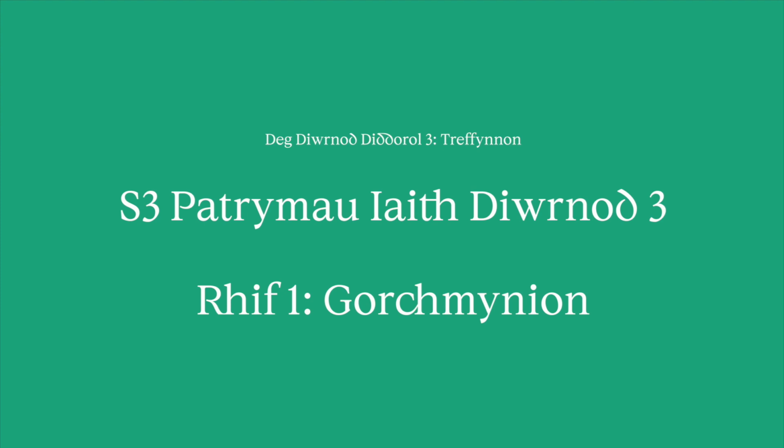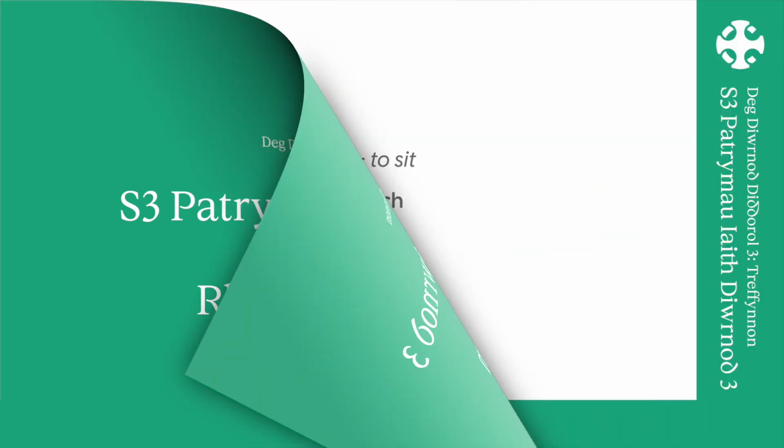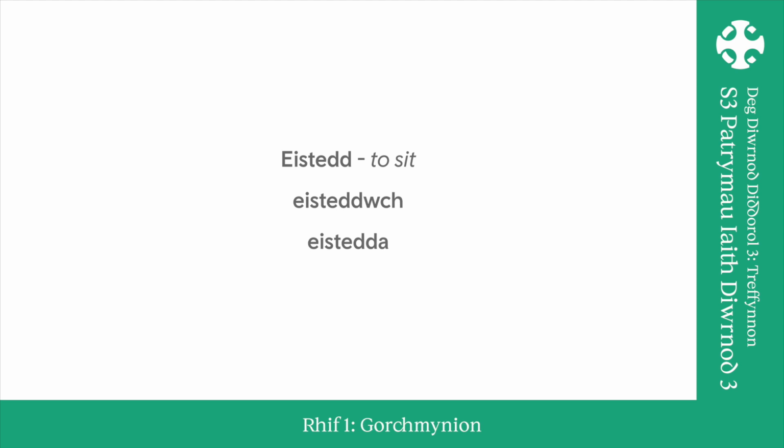Rhif 1. Gorchmynion, commands. In mynediad, you learned about commands. In Welsh, when giving someone a command or instruction, a special ending is needed. To make a verb into a command, you need the ending -wch for chi or -a for ti. Eistedd, eisteddwch, eistedda. This works for most words.